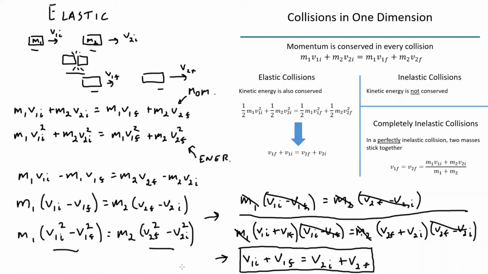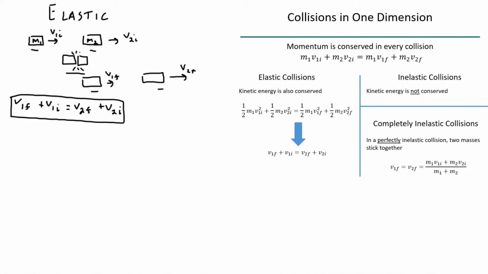That is, in any collision where no kinetic energy is lost, I know that the sum of the initial and final velocities for mass 1 is equal to the sum of the initial and final velocities for mass 2. But this only works in one dimension. In 2 or 3 dimensions, this formula falls apart. It doesn't work anymore. So this is my special result for elastic collisions in one dimension. v1 final plus v1 initial equals v2 final plus v2 initial.